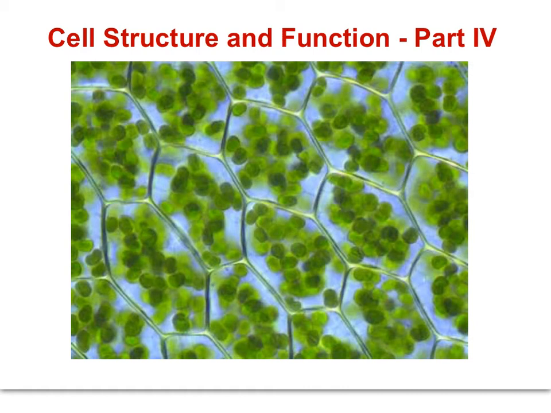IB Bio Cell Structure and Function Part 4 will focus on eukaryotic cells, cells with a nuclear membrane that houses the DNA, and other internal compartmentalization. The essential idea is that eukaryotes have a much more complex cell structure than prokaryotes.